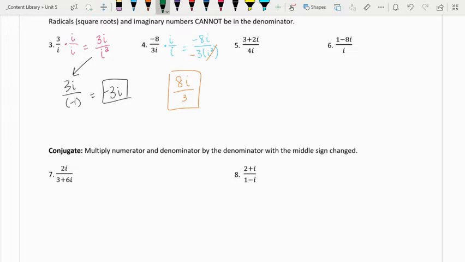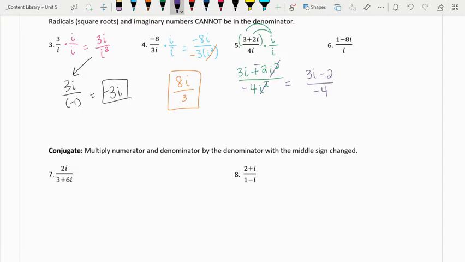For 5, very similar question. Again, we have 4i in the denominator, so we're going to multiply by i over i. This time, though, we have a binomial in the numerator, so we are going to have to distribute that i to both. So 3 times i is 3i. 2i times i is 2i squared. And our denominator is 4i squared. So now we need to change both our i squareds to negative 1s. We're left with 3i minus 2 over negative 4.